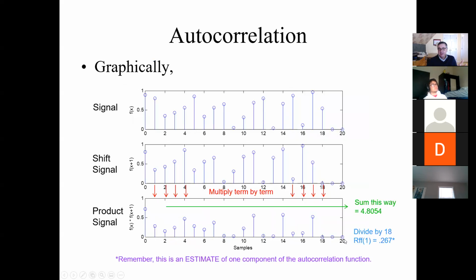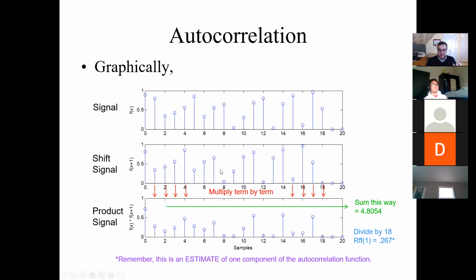So that's a pretty straightforward process. You can look at it graphically also. If this is my original signal, I take the signal and shift it by 1, multiply term by term, then sum and divide by how many I had. That gives me R_FF of 1, which is one point in the autocorrelation function. To get lag 2, I basically start here and shift this by 2.